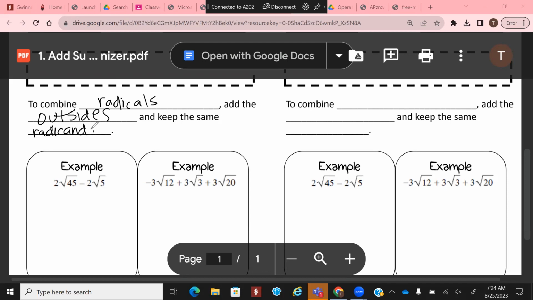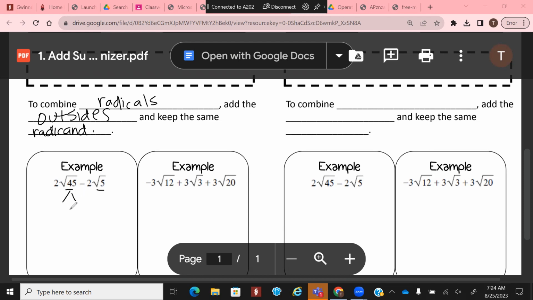The first thing that you're always going to have to do is simplify, though, before you start combining things. So what that's going to look like is right here. Do we have the same radicand on these two things? In the first example, the number underneath the radical is not the same. So what we're going to have to do is simplify 45.